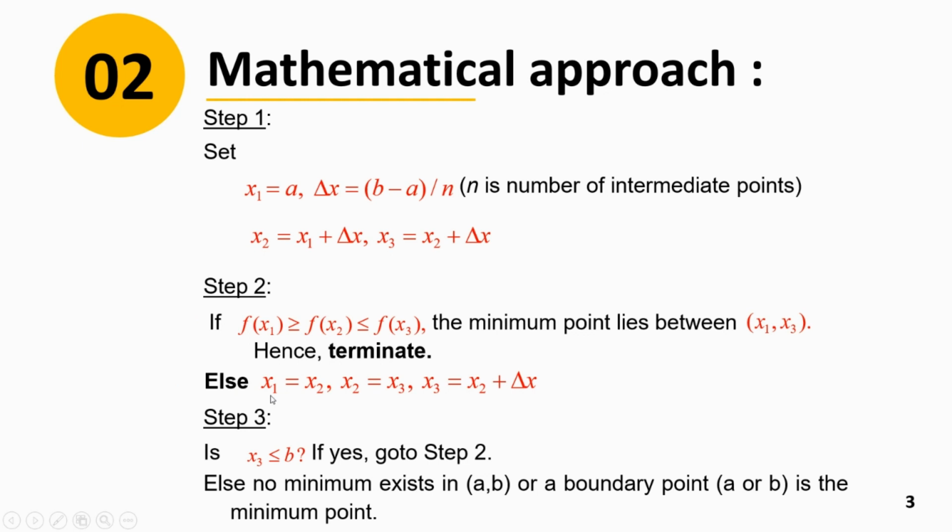In the else condition, x1 will be equal to x2, x2 will be equal to x3, and x3 is equal to x2 plus del x. In step 3, we'll check whether this x3 is less than or equal to the upper bound. If yes, we'll go to step 2, and again we'll see whether this condition is satisfied or not. If this condition is satisfied, the minimum lies between x1 and x3, and hence we'll terminate the function, or else we'll go to the else condition.